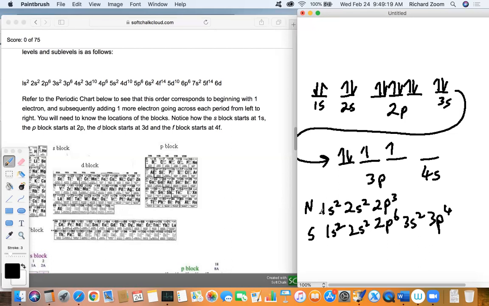All right, and that would have how many unpaired electrons? It has 2 unpaired electrons. Does anybody have any questions?